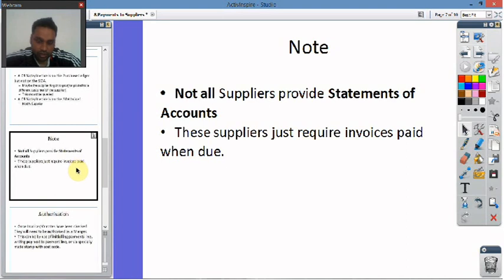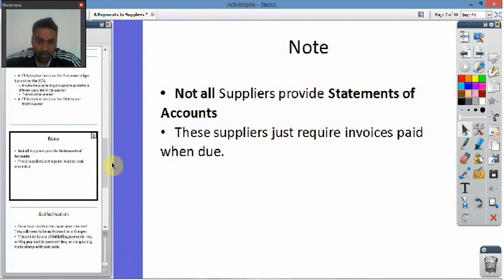So they just require the invoices to be paid when due. We had a problem in school where they didn't provide statements of account. A gas supplier charged us VAT at the wrong amount on all our invoices, and then they credited the whole year's invoices, gave us credit notes for them, and then issued us all new invoices.